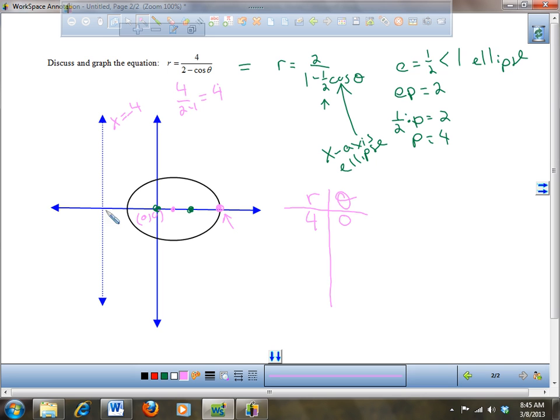Not the foci, the directrix. Oh, 4 units to the left of the pole. Okay? So the foci in the directrix work differently in this. All it says is that the distance from here to here, or the distance from here to here, has to be less than 1.